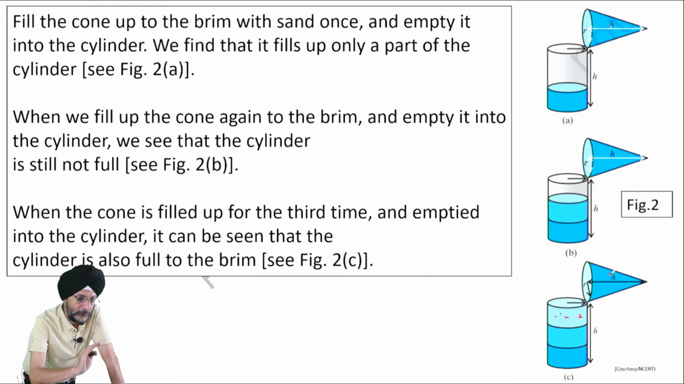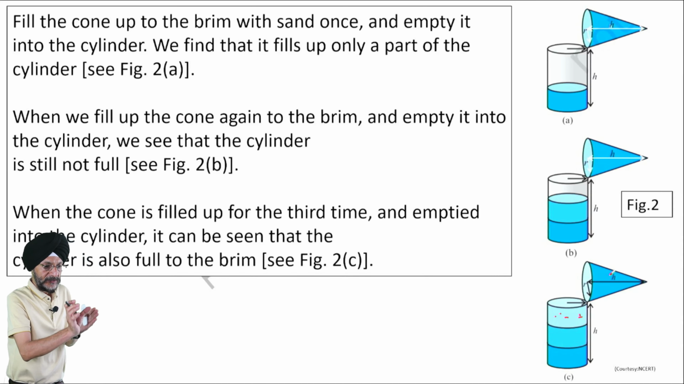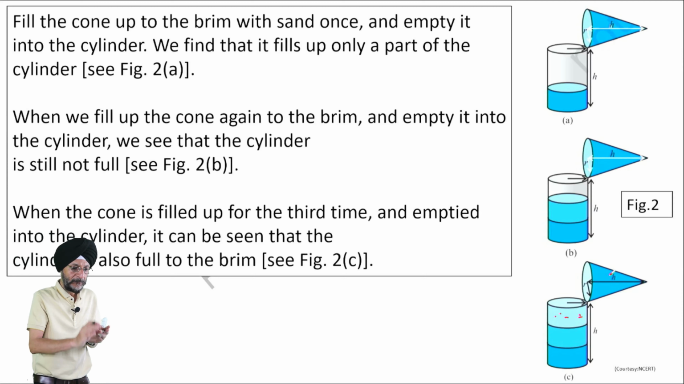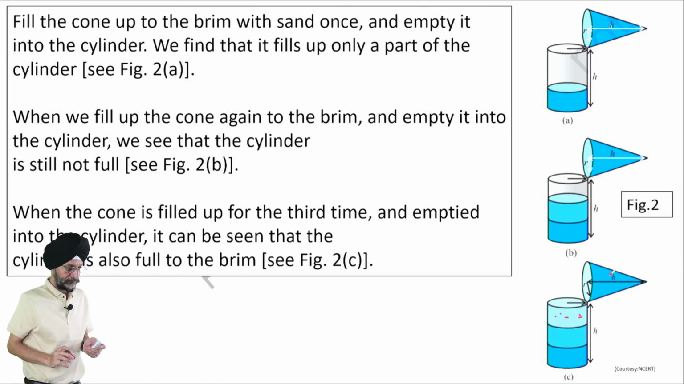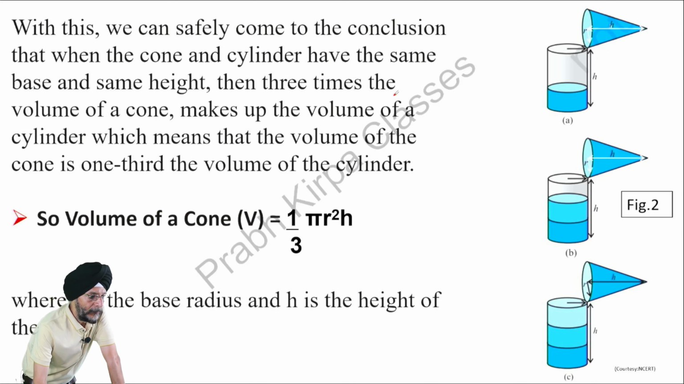That is, when we do this process 3 times, that is, we put the sand which is filled in the cone 3 times, the cylinder will be fully filled. So what we have seen, we can safely come to the conclusion that when the cone and the cylinder have the same height and have the same base radius, then 3 times the volume of the cone makes up the volume of the cylinder.